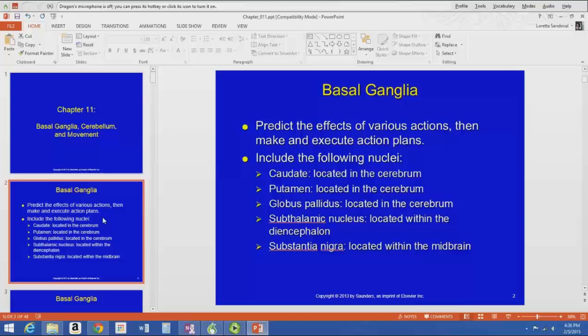So the caudate is one of the ganglia. It's located in the cerebrum. The putamen, also located in the cerebrum. The globus pallidus is located in the cerebrum. The subthalamic nucleus is located within the diencephalon, just like the top of the brainstem, where the hypothalamus and all that important stuff is. The substantia nigra is located in the midbrain. And the substantia nigra, those are the cells that produce the neurotransmitter dopamine, and that's the cells that start to die off in Parkinson's.